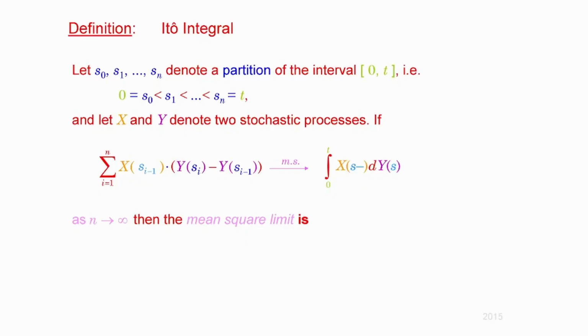All right? Now the mean square limit of the whole thing is going to be actually the Itô integral of the stochastic process X with respect to the other stochastic process Y. Okay? And I want you to stress, because this is something that you ask here, if you take the upper endpoint, that's not going to be the Itô integral. So you must take the lower endpoint.